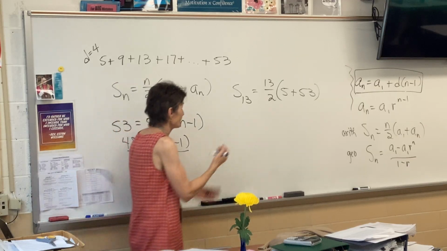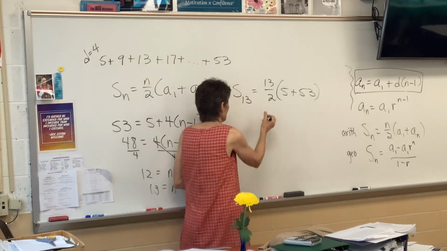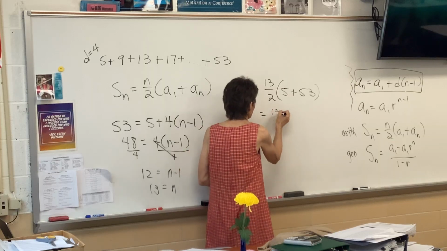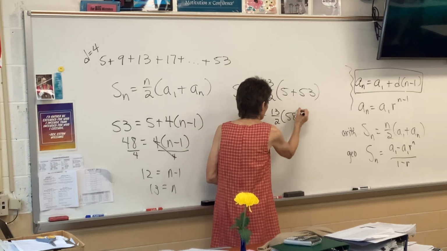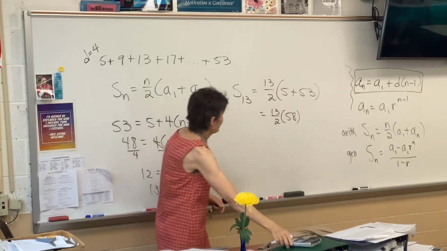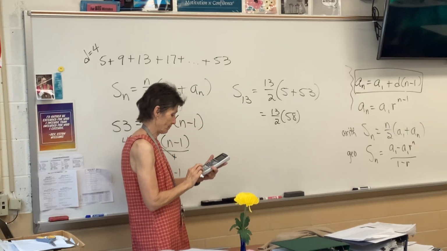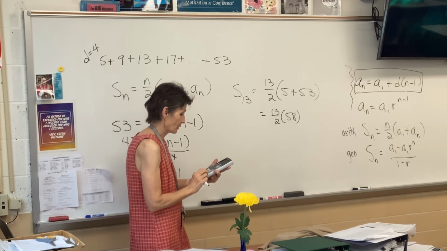Okay, so what's my answer? I don't know, I just type that in. So it's 13 halves times 58, whatever that is. 377.